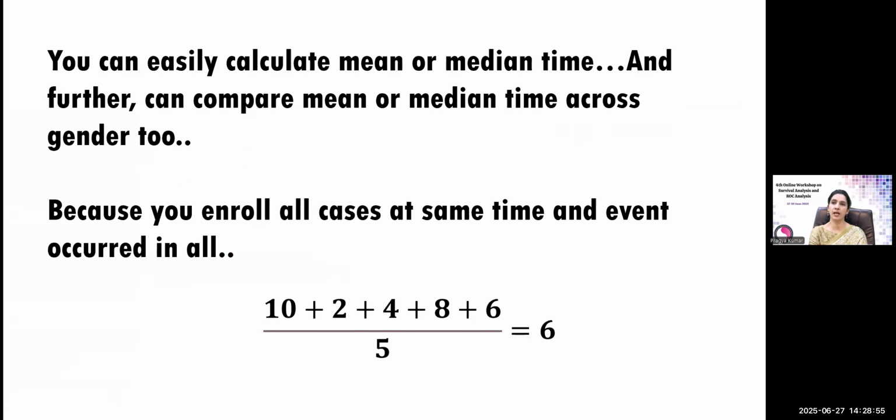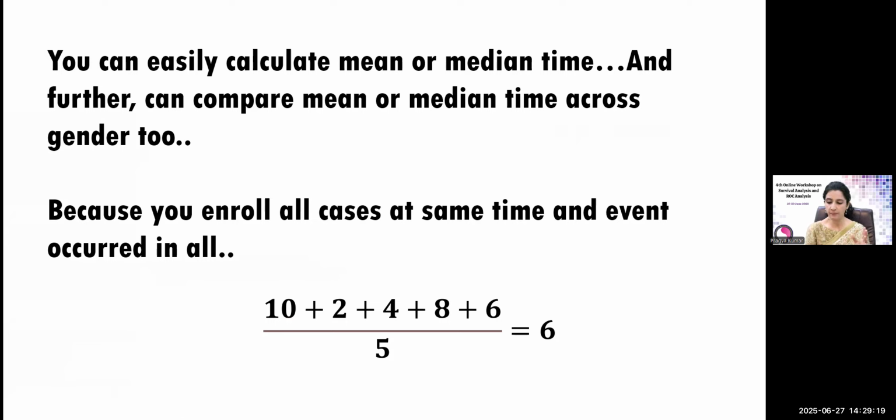So if I have to calculate the mean survival time, how will I calculate? I will just add up all these time to event data and divide it by the number of observations, which will give me the mean survival time, or is the 6 months. Again, this is in case you have all the data with you, then it is very easy to calculate the mean or median survival time.